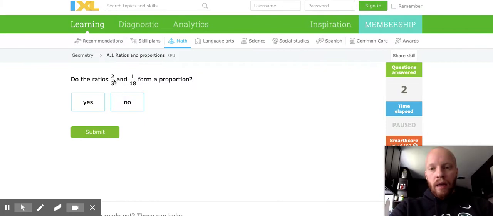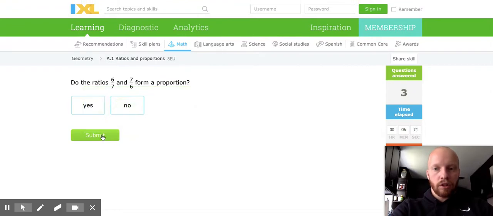Well, if I simplify 1/18 and 2/3, are they the same? Well, 2/3, is that already simplified? Can I simplify this any further? No, right? Because 2/3 is already simplified. I can't divide either of these two numbers by the same number. And 1/18 is already simplified, right? Because you can't divide one by anything. So do the ratios form a proportion? No, because 2/3 and 1/18 do not form a proportion. So I would say no.